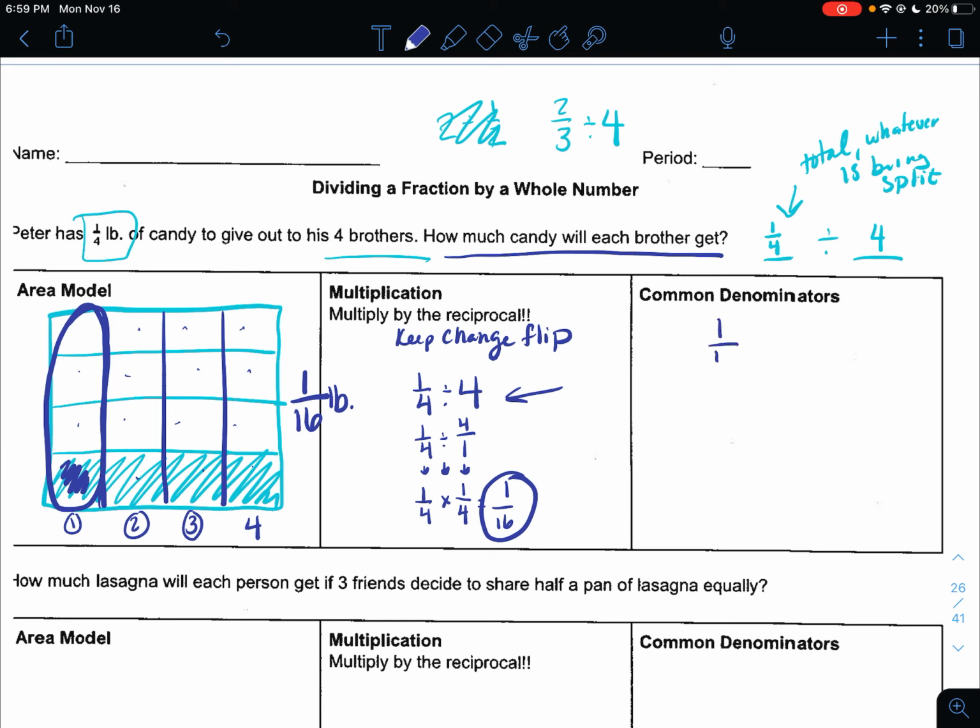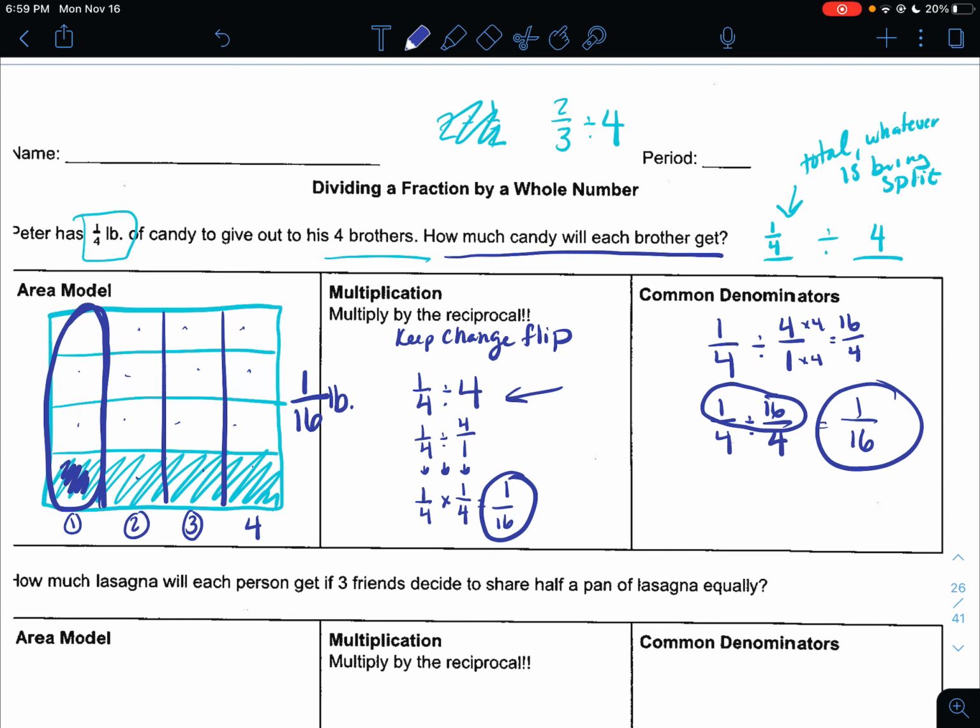And then if you liked the common denominators, you could do the same thing. Find a common denominator, 1/4 divided by 4, which is 4/1. So I want to get a common denominator. So 4 on the bottom is going to be the easiest. So multiply 1 to get 4. 4 times 4 is 16. So this is really 1/4 divided by 16/4. And then you just divide your numerators. So it's 1/16. Okay?